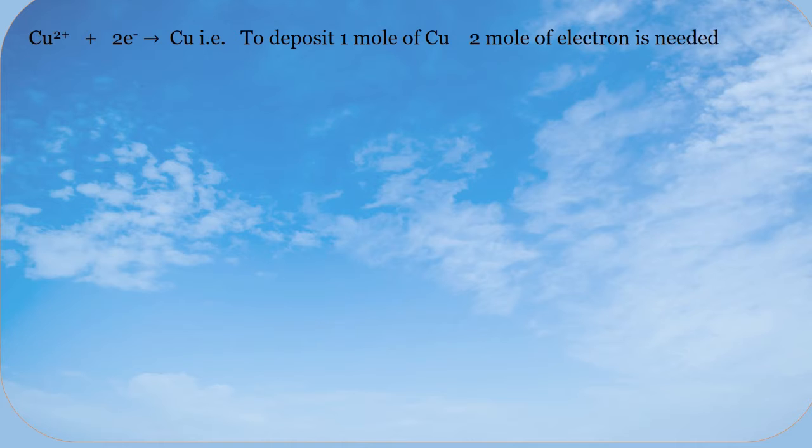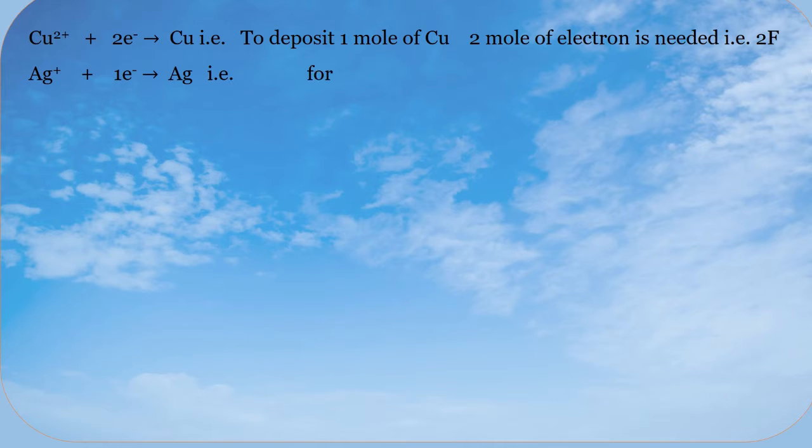Now from the equation, it's very clear that in order to deposit 1 atom of copper, 2 electrons are needed. So in order to deposit 1 mole of copper, 2 moles of electrons will be needed, which is equivalent to 2 Faraday.